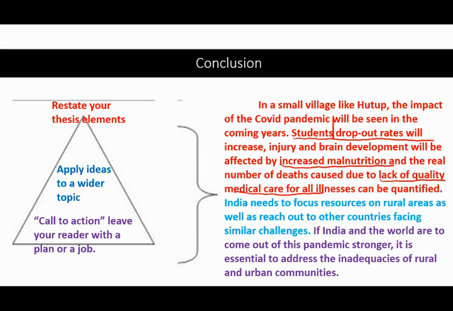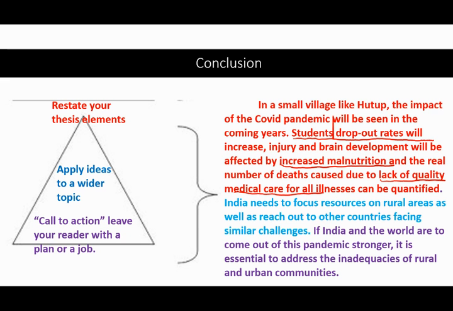So student dropout rates will increase. That's an effect on education. Injury and brain development because of malnutrition. Malnutrition is another word for food scarcity. Okay. And deaths caused due to a lack of quality medical care. Okay. So I said lack of medical care as opposed to access to medical care. But I did it in a way that still keeps the meaning alive, but just uses different words.